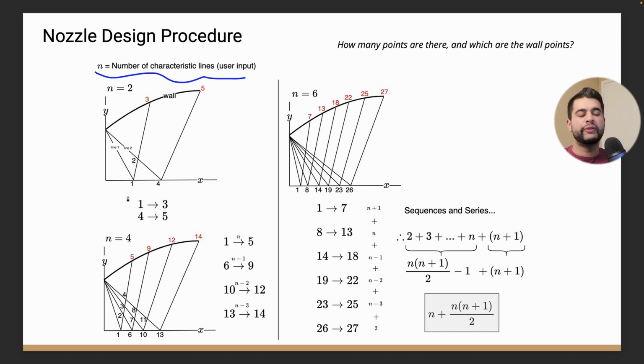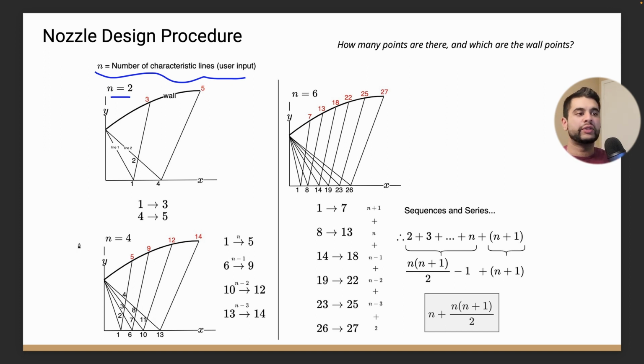So now let's say you have 4 lines, right? We have 1 to 5, 6 to 9, 10 to 12, 13 to 14. If you have 6 lines, we have 1 to 7, 8 to 13, and so on. Can you see a pattern? So let's say if you have 2 lines, right? You see how it goes from 1 to 2 plus 1, then 4 to like this value plus n. So there is a pattern in this whole solution, right?